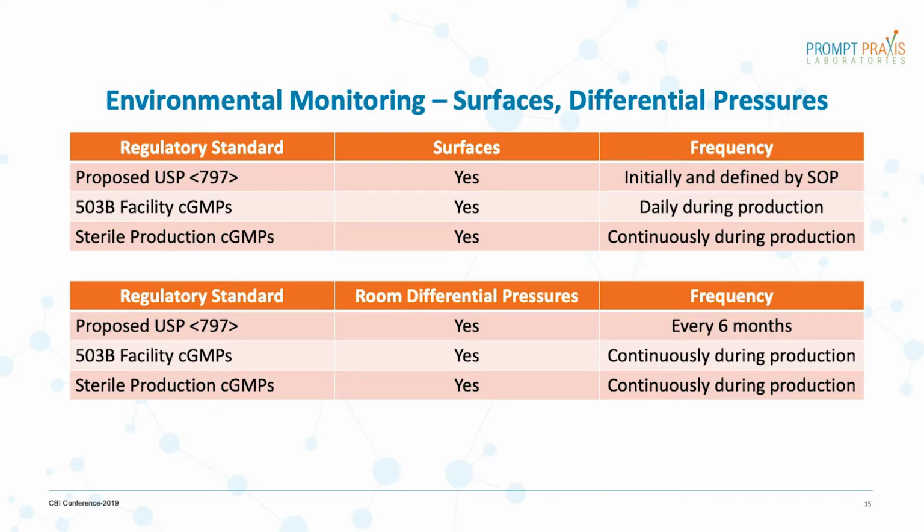Because again, the goal is cleanest air in the center, and as it flows out, that air can get a little dirtier and a little dirtier. But you do want your ISO 5 or your sterile core to have the highest quality air generated by your HEPAs. Your room differentials are characterized every 6 months in USP, continuously during production for both of the CGMP standards.